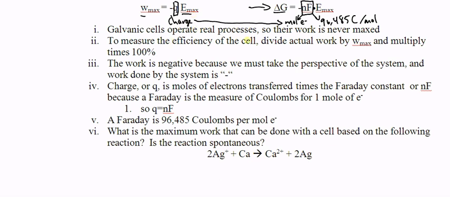To measure the efficiency of the cell, in other words, to figure out how close to maxing out the work it comes, we're going to divide the actual work that gets done by the work max that we predict through the use of these equations, and we can multiply times 100%.